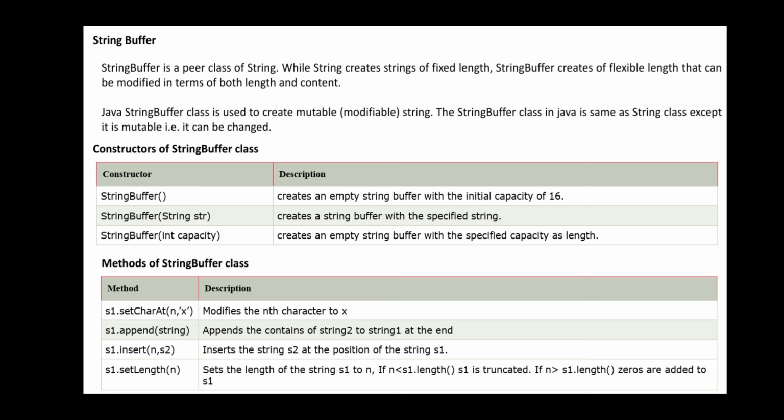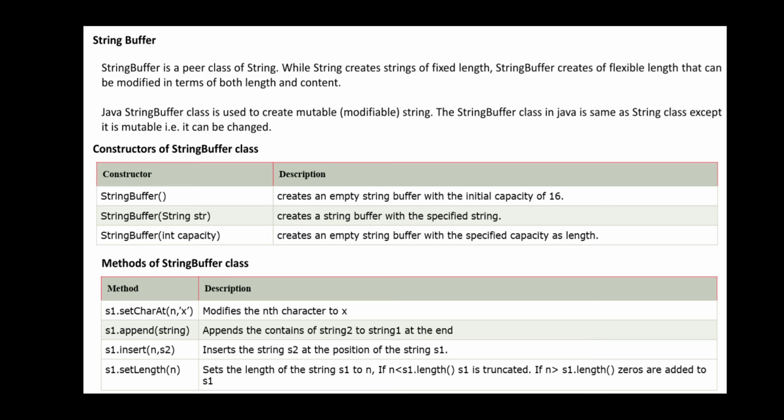s1.append(s2) appends the string contents of s2 to s1 at the end. So it is the same as concatenation of your string. s1.insert(n, s2) inserts the string s2 at the nth position of string s1. Meaning whatever value you want to enter at the nth position of the first string, s2 will be adjusted or added. s1.setLength(n).